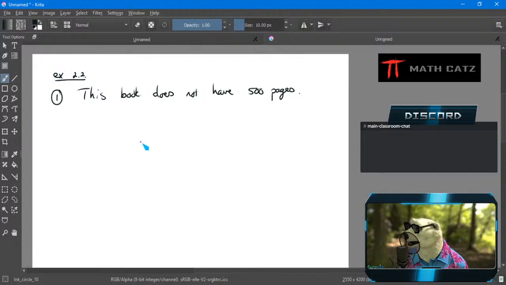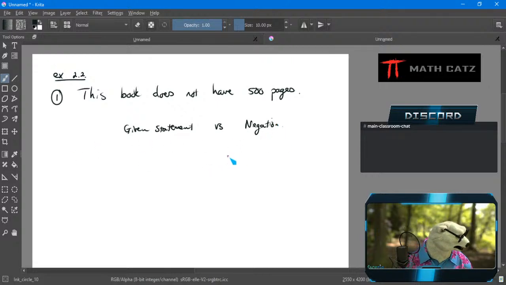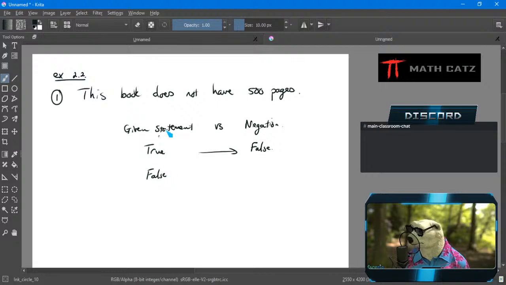The given statement, when paired with its negation, together they have to cover everything that's possible in terms of true and false. So if the given statement is true, that means the negation has to be false. If the given statement, I don't know what book we're looking at, right? The given statement could be false. Then the negation has to be true.